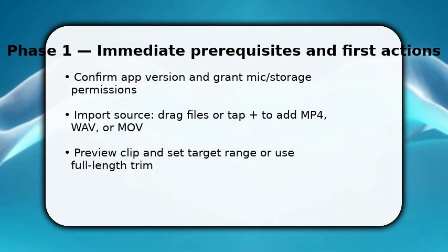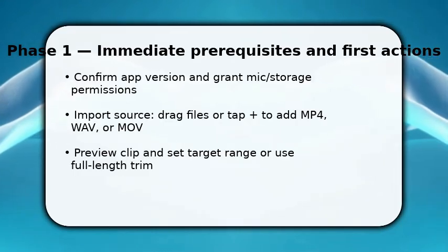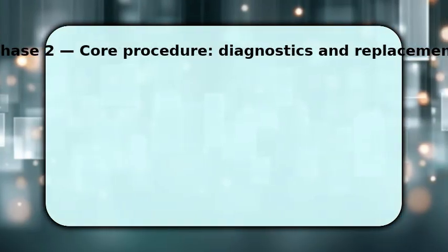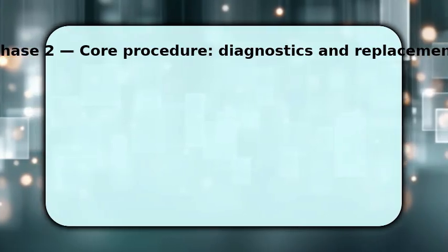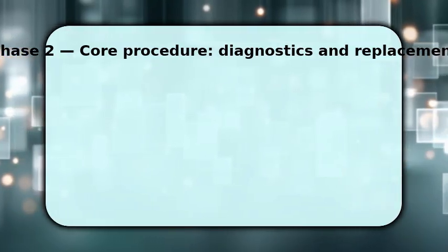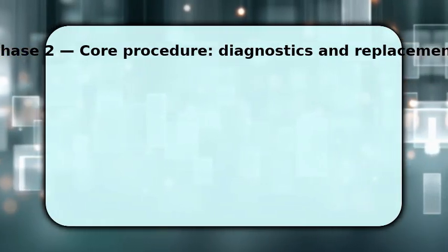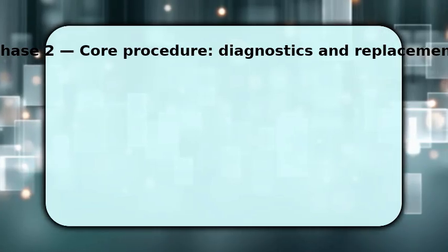Next, choose the reduction preset that matches your content: voice for podcasts, music for tracks, broad for ambient noise, because the algorithm tailors filters accordingly. Then, adjust strength in small increments and use preserve voice to keep natural sibilance.